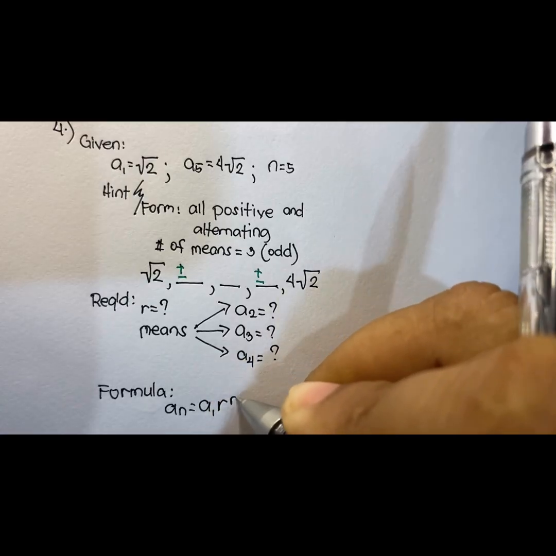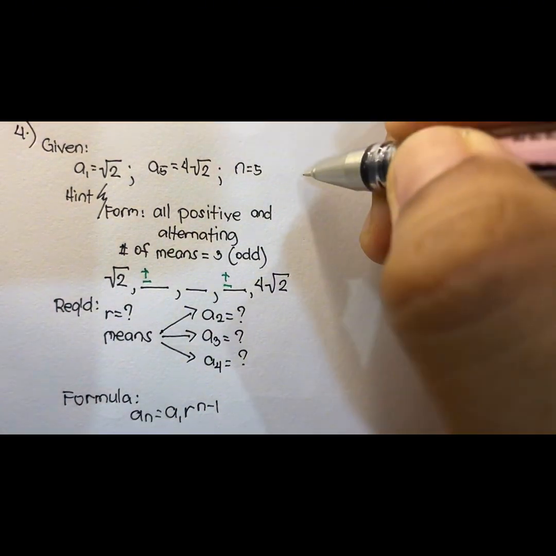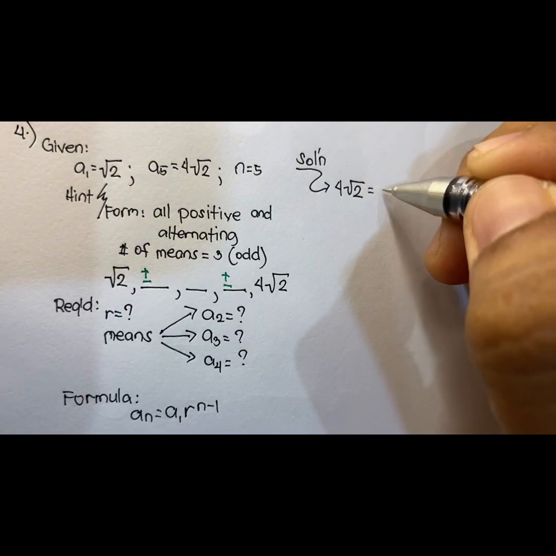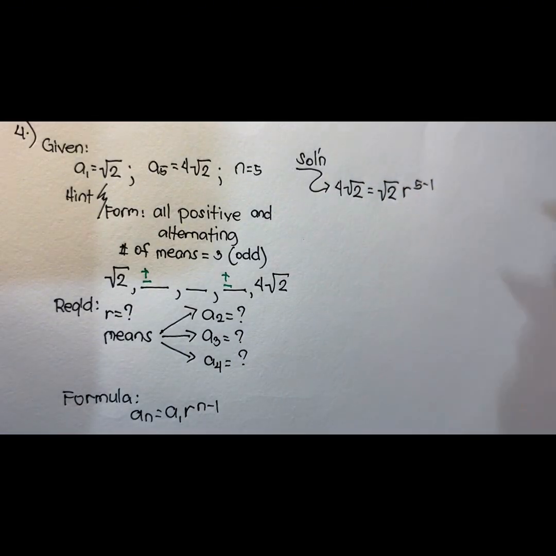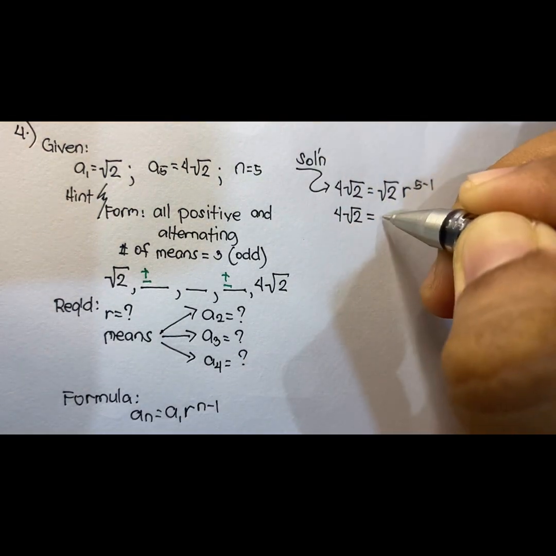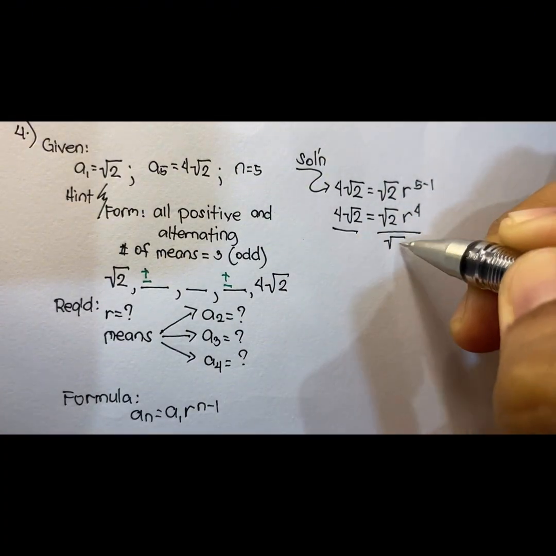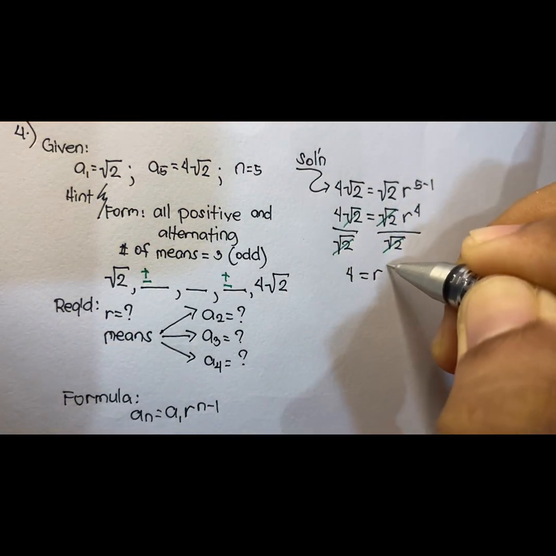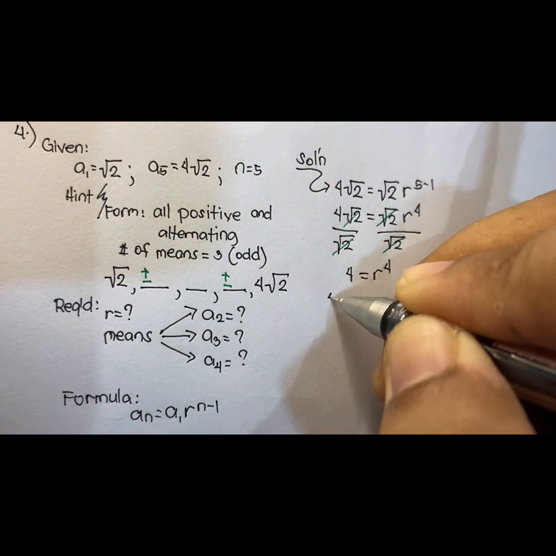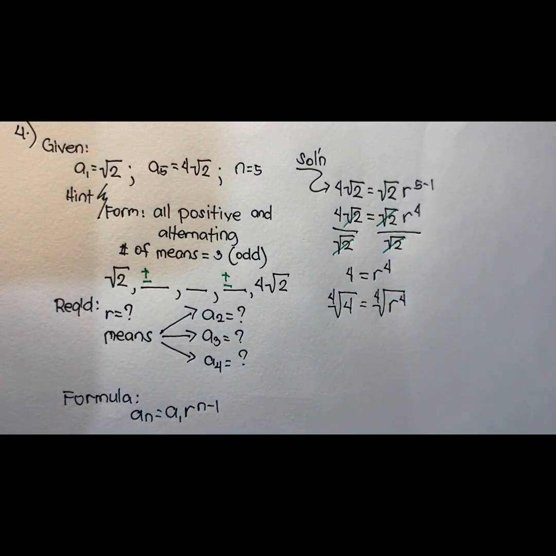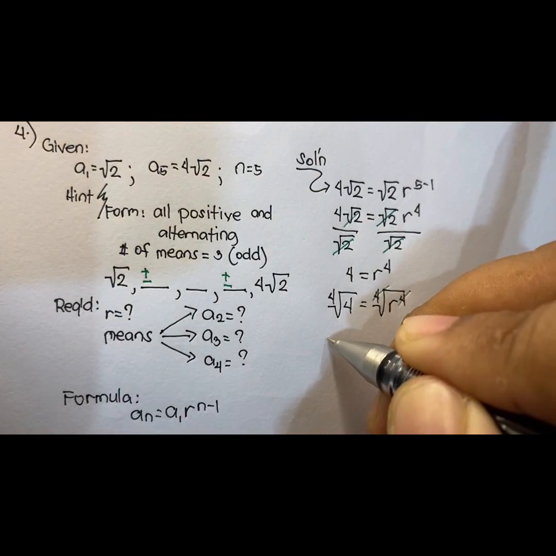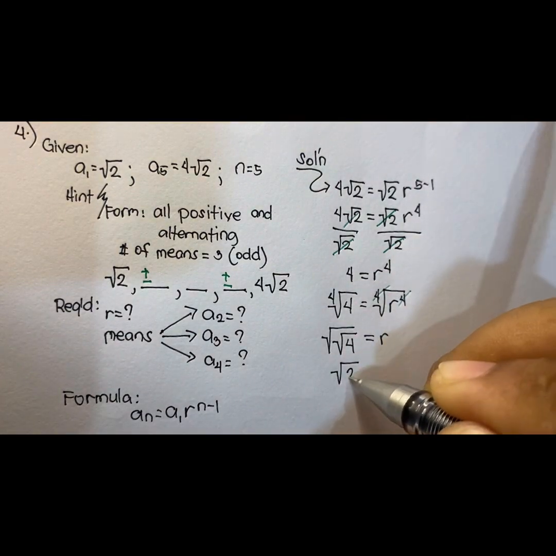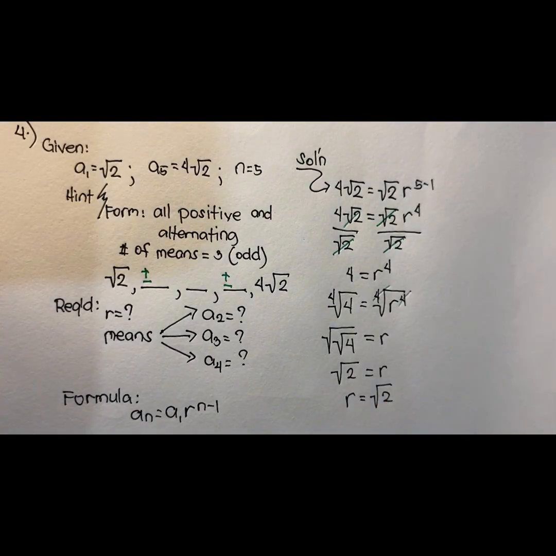Still, the general formula will be used. Substitute the given values of a sub 1, a sub 5, and n. We will obtain 4 square root of 2 equals square root of 2 times r raised to 5 minus 1. 4 square root of 2 equals square root of 2 times r raised to 4. Let's apply the multiplication property of equality. Cancelled out square root of 2. What is left now is 4 equals r raised to 4. Extracting the fourth root of both sides of the equation, cancelled out the index and the exponent of r. Writing the square root of 4 equals r. Simplifying further, square root of 2 equals r. So, r is equal to square root of 2.